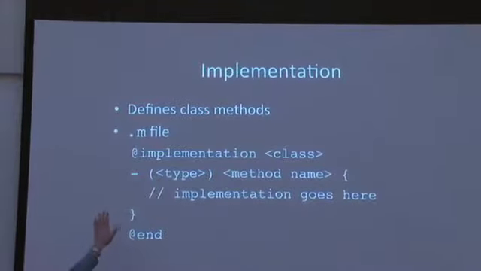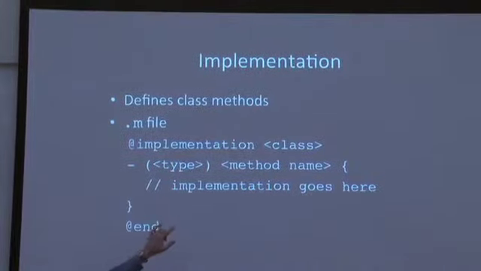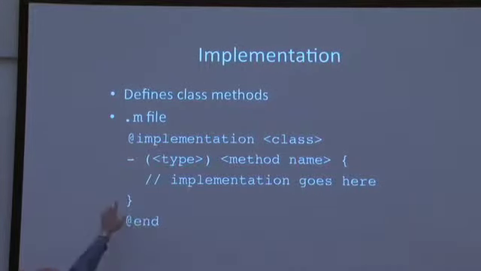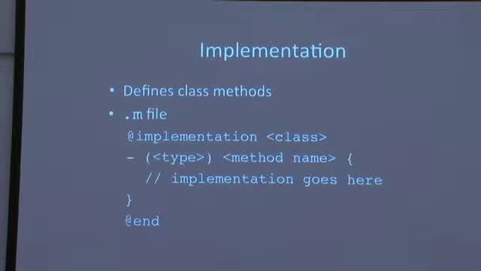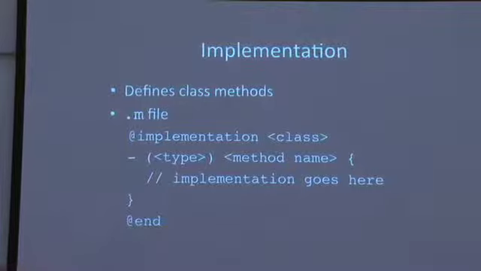On the implementation side, we define the actual class methods. So this is a .m file, parallel to how you would have a .c file in C. Similar structure, we've got @implementation, in this case the name of the class. You'd have your method names as you had created them in your interface, but then you would also have the implementation with them as well.